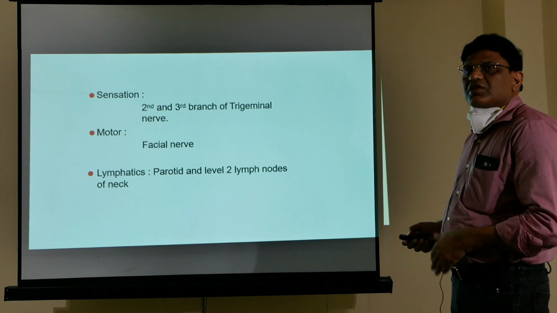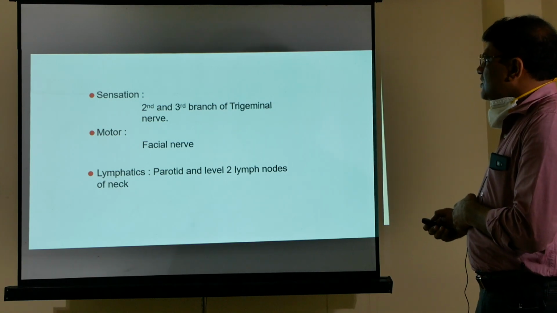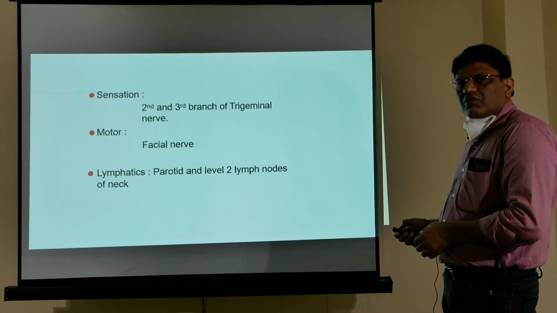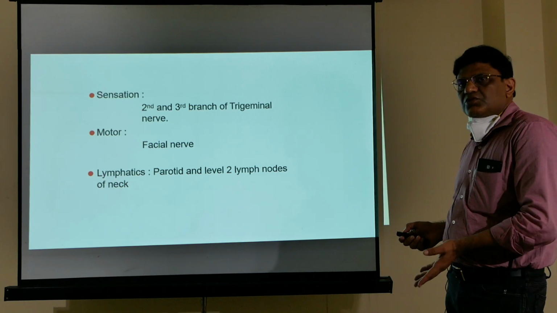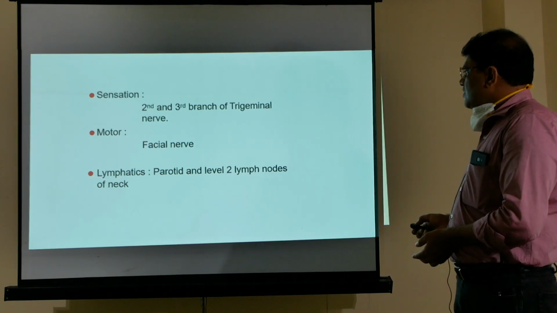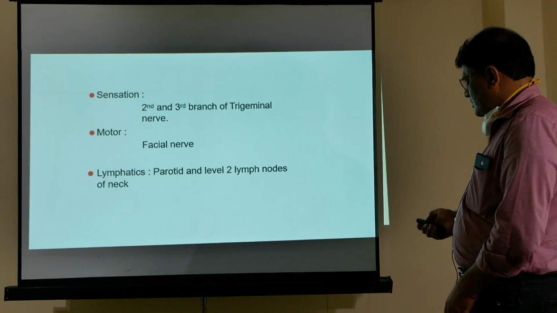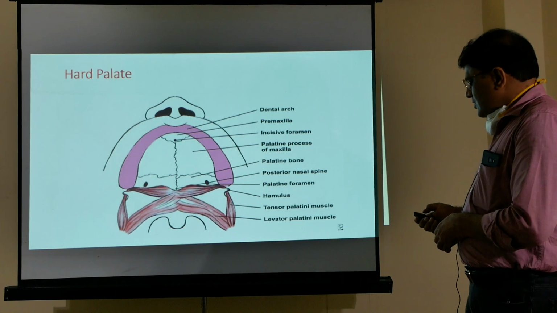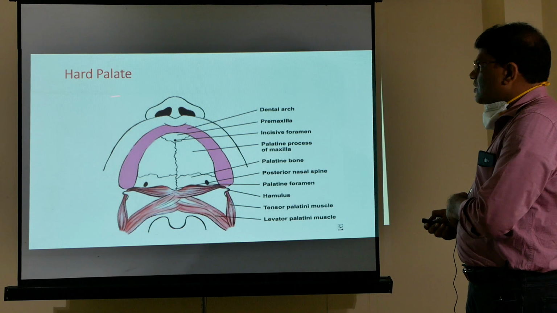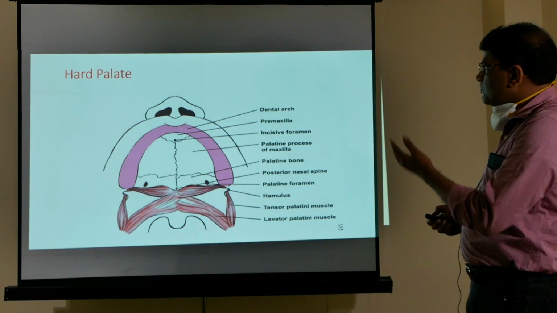Now if we talk about the sensations of the oral cavity, they are by second and third branches of the trigeminal nerve. Motor is as usual by facial nerve. Lymphatics, parotid and level 2 lymph nodes of the neck, as you all know. Then we must see this slide. Here it is showing the hard palate. Hard palate means the bony palate.